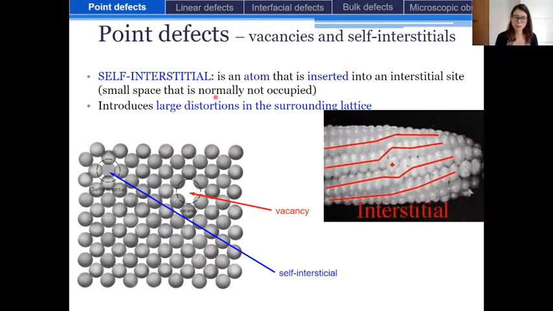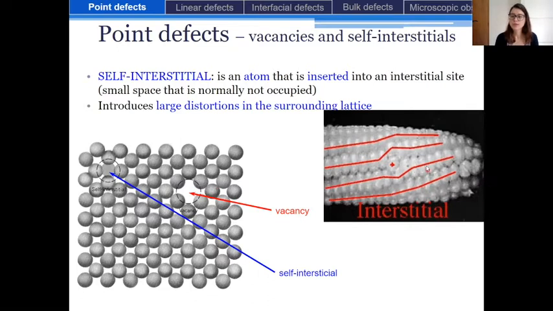The second kind of point defect, as we saw, is the self-interstitial defect. It is an atom that is inserted into an interstitial site, which is a small space that is normally not occupied. And this kind of self-interstitial, this atom placed in an interstitial space, introduces large distortion in the surrounding lattice.